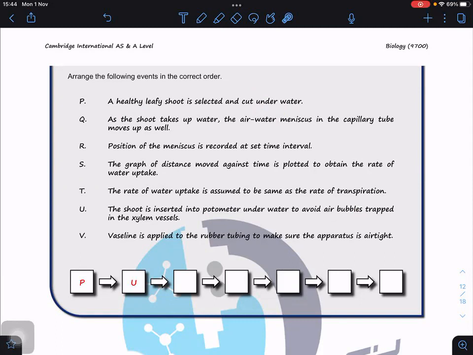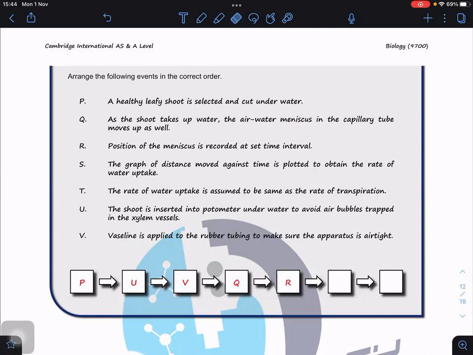We don't want an airlock in the xylem vessel, which is going to slow down the transpiration process. Next, you apply Vaseline or petroleum jelly to the rubber tubing to make sure the apparatus is airtight. You make sure it's airtight because we don't want any loss in pressure, otherwise you won't be able to measure the rate of transpiration. Next, as the shoot takes up the water, the air-water meniscus in the capillary tube moves up as well.